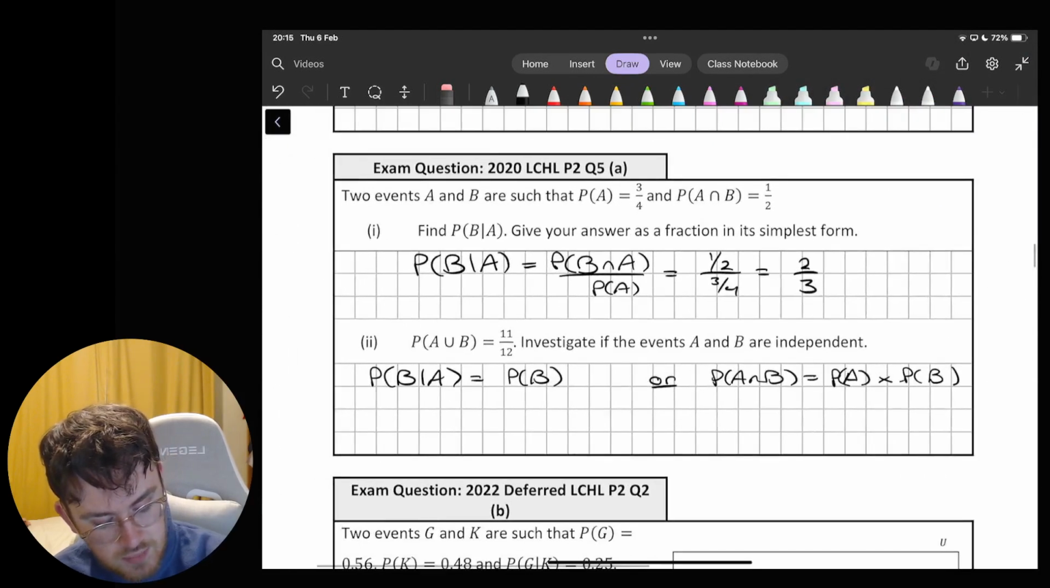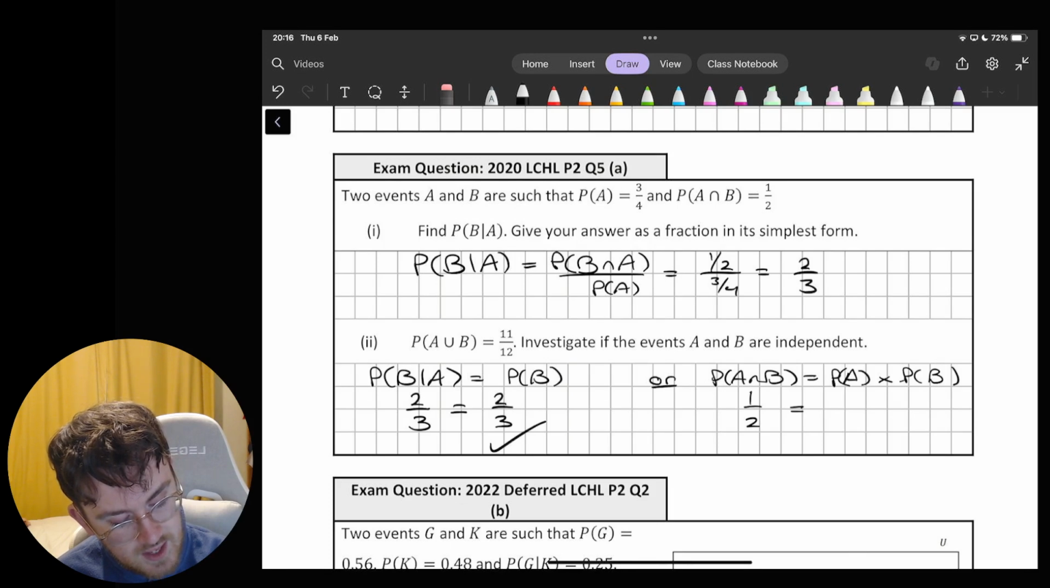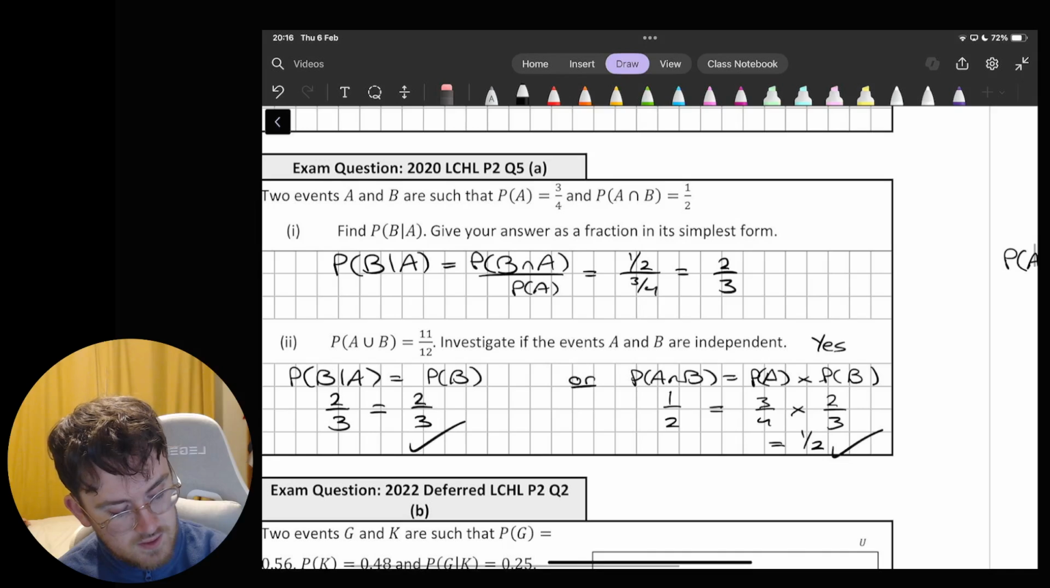The probability of B given A was 2 over 3, which is equal to 2 over 3. So that to me suggests, yeah, they are independent. A intersection B was a half. Probability of A is 3/4. Probability of B is 2/3. Multiplied, that is a half. So those are equal as well. So yes, they are independent. One does not impact the other.